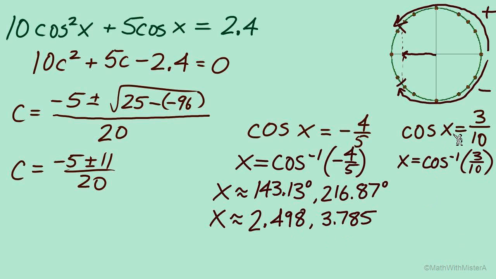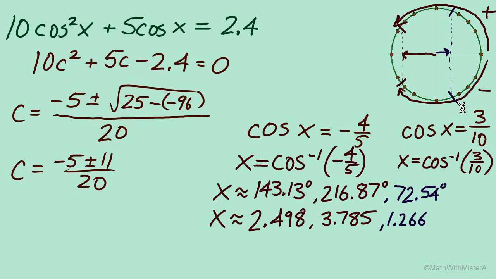A horizontal component of 3/10, positive 3/10, going to the right of the origin. And we will have corresponding points going positive vertically and going negative vertically. There are the two reflections on the x-axis. Punching into the calculator, I get 72.54 degrees, or 1.266 radians. That's our location here in quadrant 1.